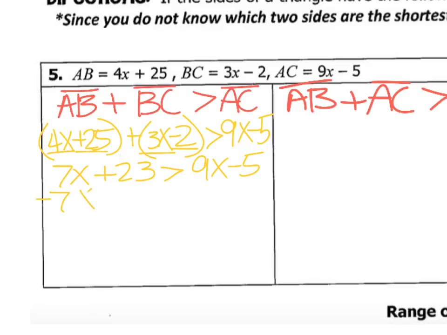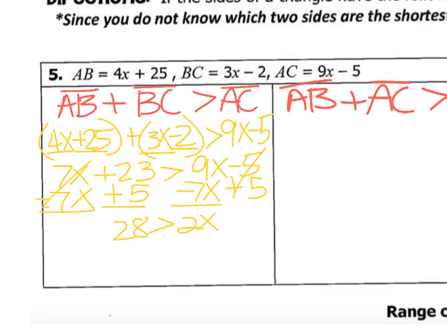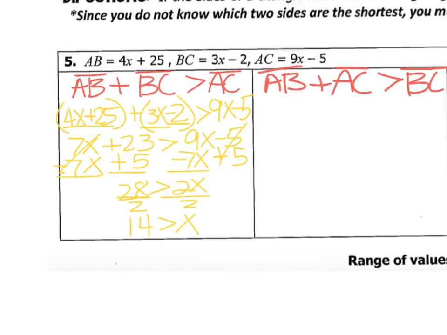So subtract 7x. Add 5 to both sides. These will cancel out, and we're left with 28 is greater than 2x. Divide by positive 2, so we get 14 is greater than x. Now we always want to switch this around because we always want to put the variable first. So we put the x first, switch the sign, and say x has to be less than 14 with this scenario.